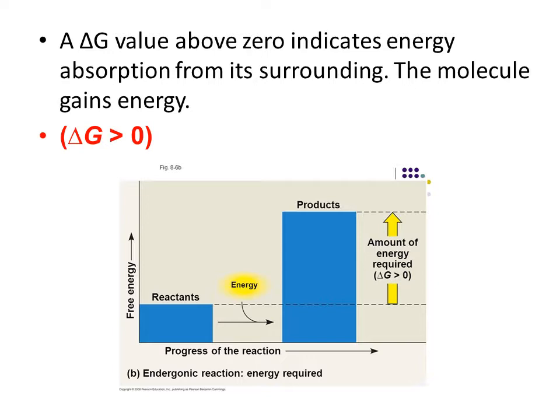A delta G value above 0 indicates energy absorption from its surroundings. This molecule gains energy. If you look at this image below, energy is coming into the reaction in order to build the product. The delta G value will be above 0.